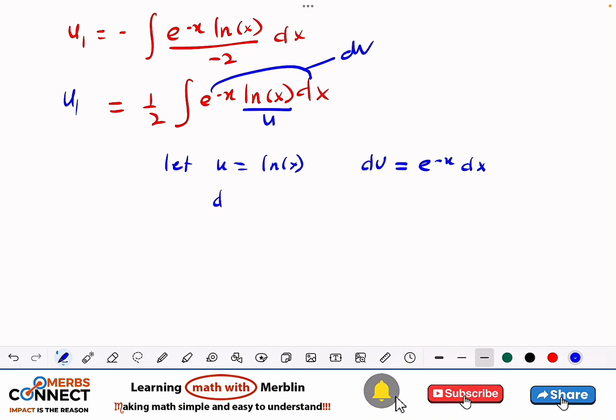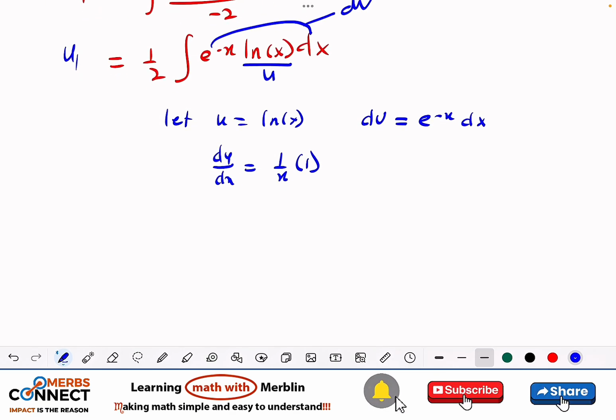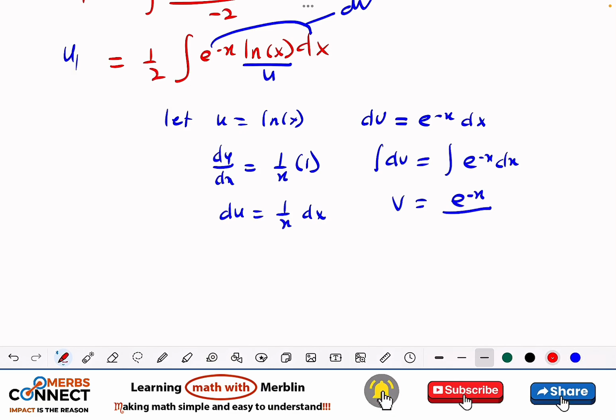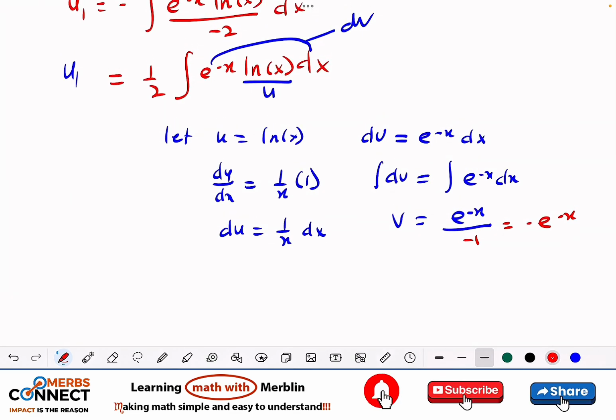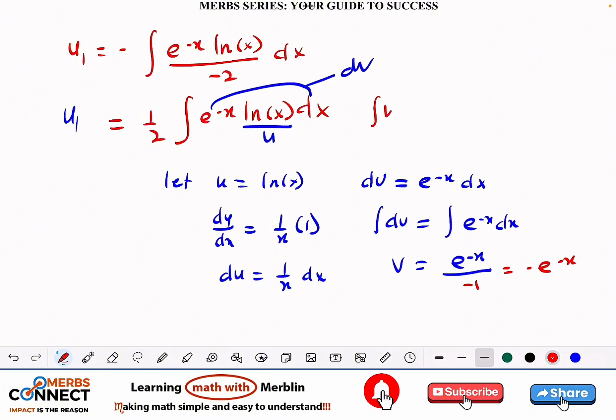So let's find du over dx. When I differentiate a log function, it is 1 over what is inside the parentheses, all times the derivative of what is inside the parentheses, which is going to be 1. So du will be equal to 1 over x dx. Now let's integrate this to get v. So v will be maintain the function and divided by the derivative of the top, which is minus 1. So this is minus this. So we are using integration by parts, which says the integral of u dv is equal to uv minus the integral of v du.